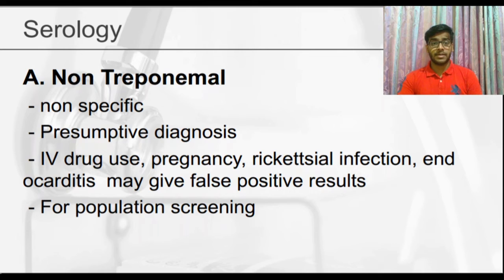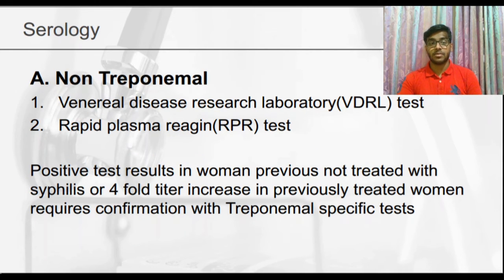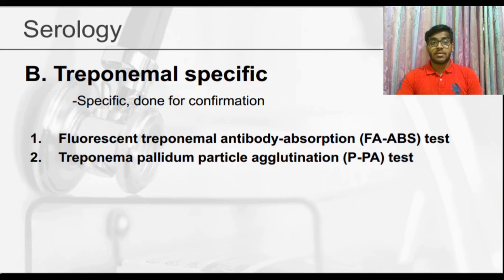Under serologic methods, we have two types of tests, non-treponemal and treponemal specific tests. Non-treponemal tests are non-specific and can be used as a presumptive diagnosis. They give false positive results in situations such as IV drug use, pregnancy, rickettsial infection, and endocarditis, and can be used for population screening. The two important non-treponemal tests are the venereal disease research laboratory test and the rapid plasma reagent test. A confirmatory diagnosis with a treponemal specific test is required. Two important treponemal specific tests are the fluorescent treponemal antibody absorption test and the Treponema pallidum particle agglutination test.